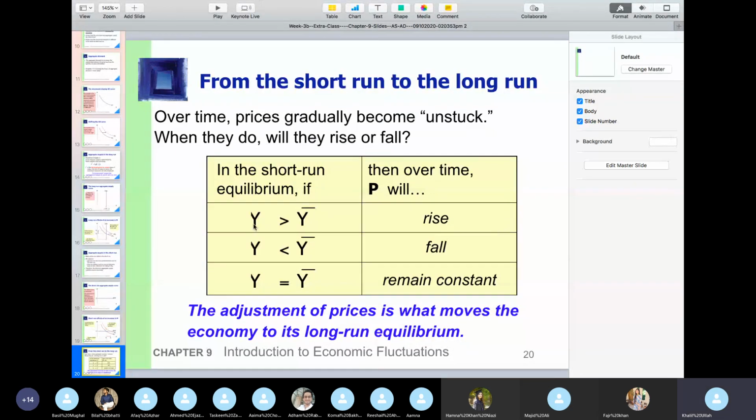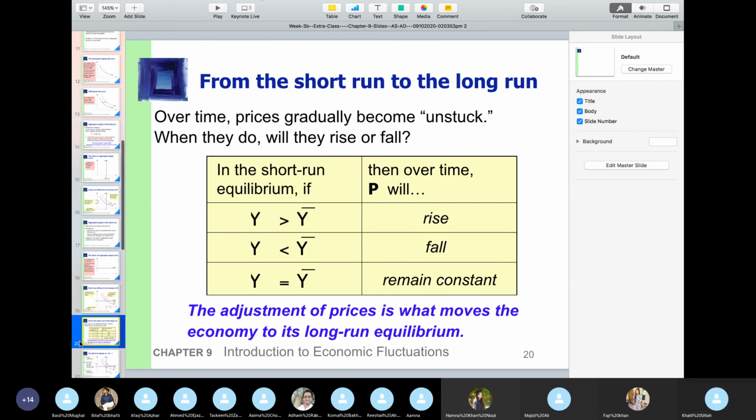Right. So if your short run GDP is above your maximum potential, this is where you're overheating the economy. Overheating the economy will cause prices to increase over time in the long run. If your GDP in the short run is less than your maximum, over time in the long run prices are going to fall. And if your GDP is equal to your natural output, prices are going to remain the same in the long run.